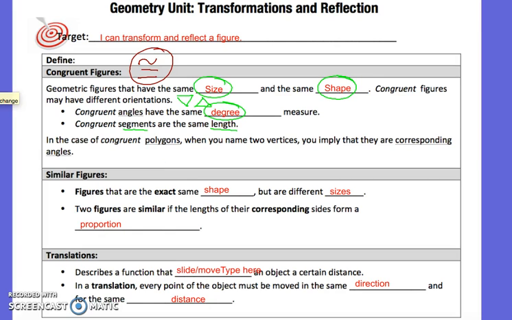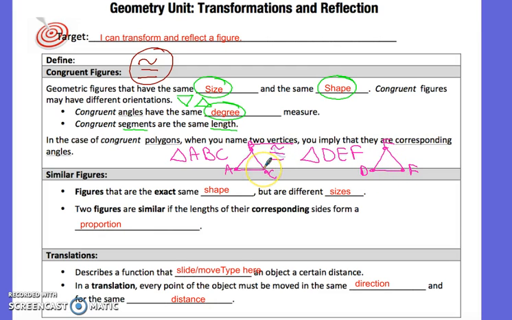When you have two congruent figures, the vertices imply that they are corresponding angles. What I mean by that is, let's suppose we have triangle A, B, C, and triangle D, E, F. The vertices are A, B, C. D is a vertex, E is a vertex, and F is a vertex.